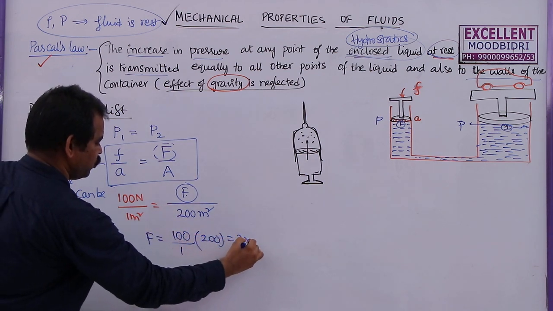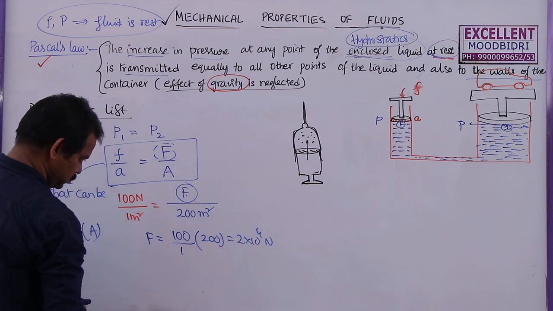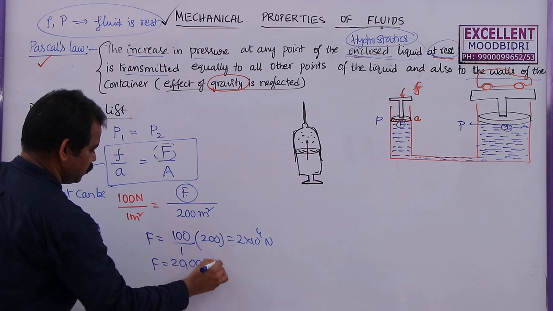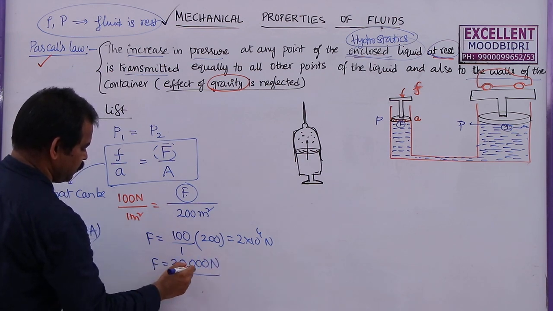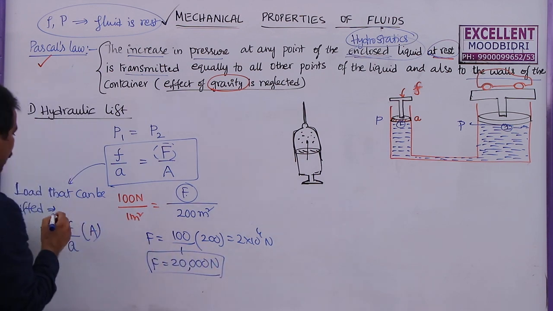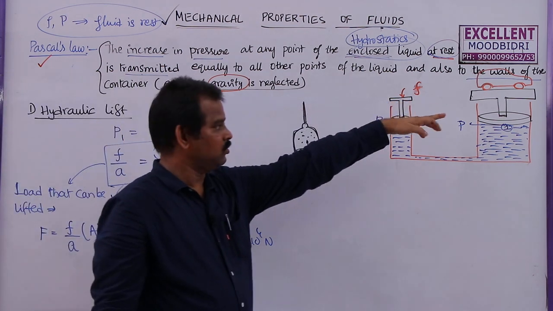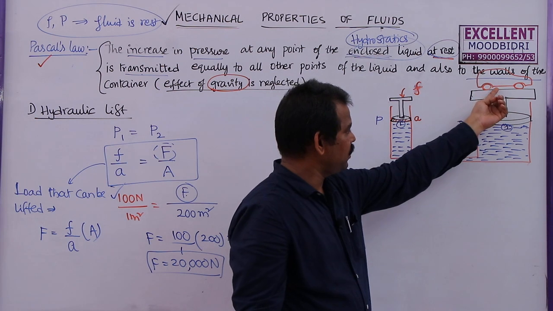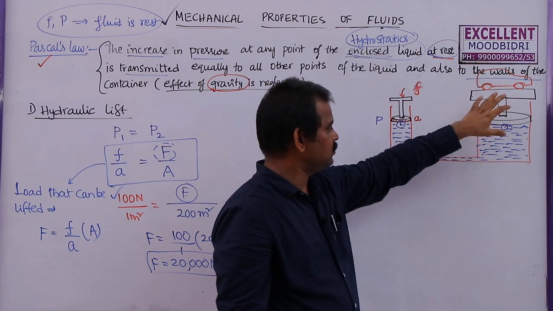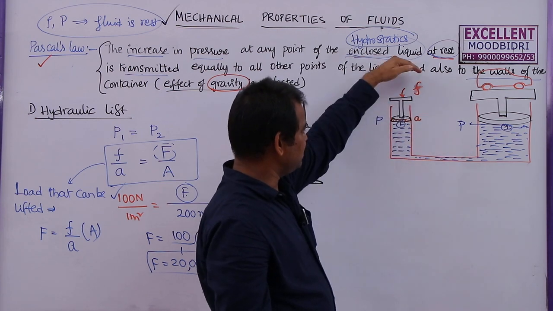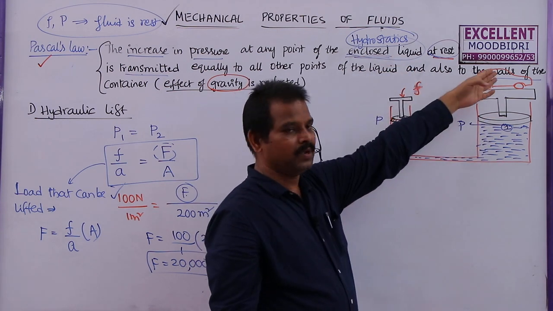So this will be 2 into 10 power 4 newtons. So this will be 20,000 newtons force that can be lifted by using a small 100 newtons force. That means if you want to lift this to make some repair works or to wash cars, generally you can see this in service centers, they will apply a small force here to lift a big car.